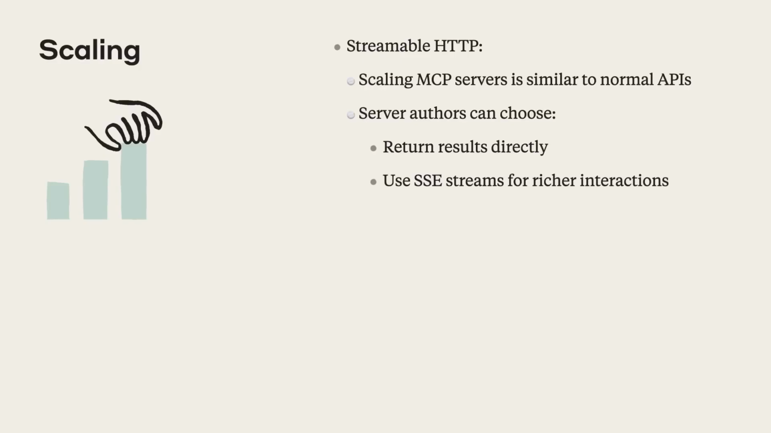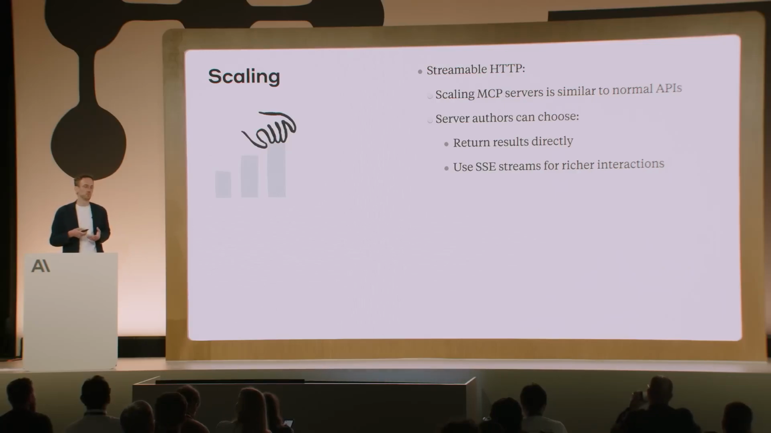And then the second part that we require is scaling. We just added a new thing called streamable HTTP, which is a lot of words to say, basically, we want MCP servers to scale similar to normal APIs. And it's as simple as that.